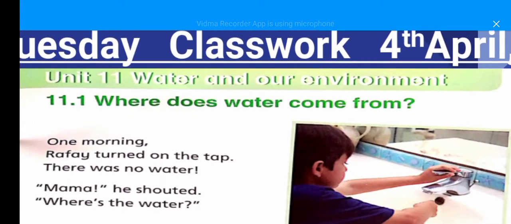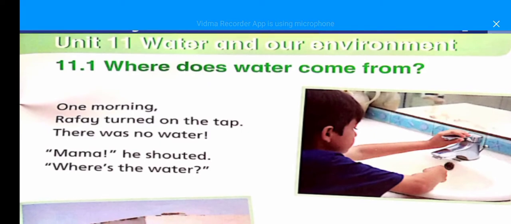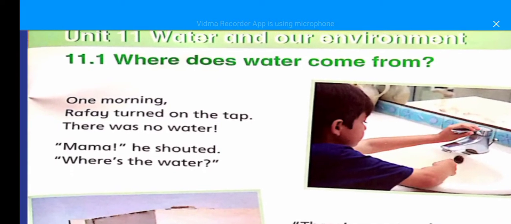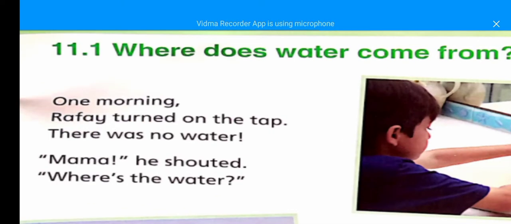With your classwork, Unit 11 we are going to start, and its first subtopic is where does water come from, that is, how we are getting the water for our daily usage. So here we are going to read the first paragraph. Please put your pencils under each word and you will read it with me. So now let's start it together.